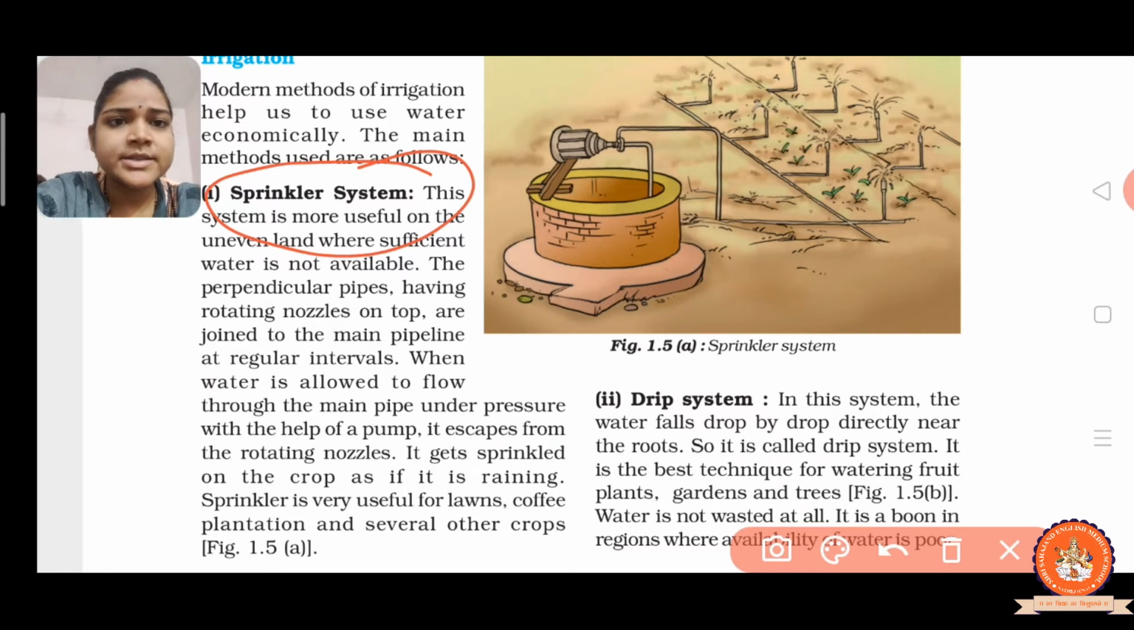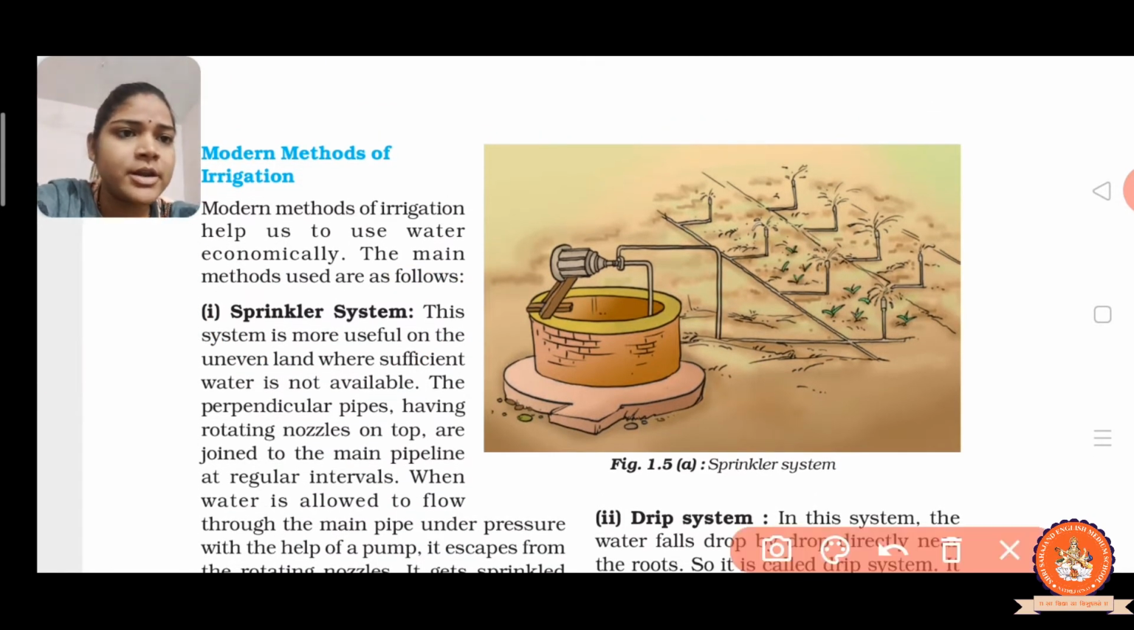So in the sprinkler system, there are perpendicular pipes. In the figure you can see the perpendicular pipes having a rotating nozzle. The nozzle rotates continuously, right? The rotating nozzle is very essential. If it is not there, then the water cannot spread in all directions, and it only falls at the same place. So that's why the nozzle is important, right?